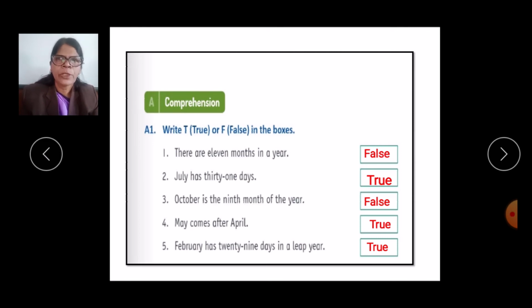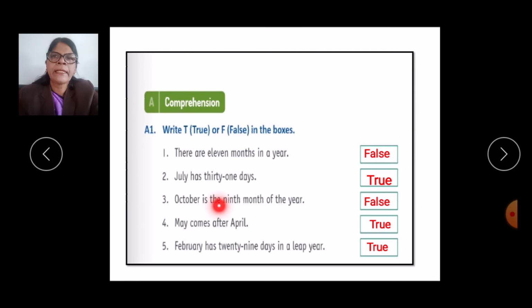So it is true. Children, please put your finger after each and every word that I read. A, comprehension. A1, write T for true or F for false in the boxes. There are 11 months in a year. False. July has 31 days. True.